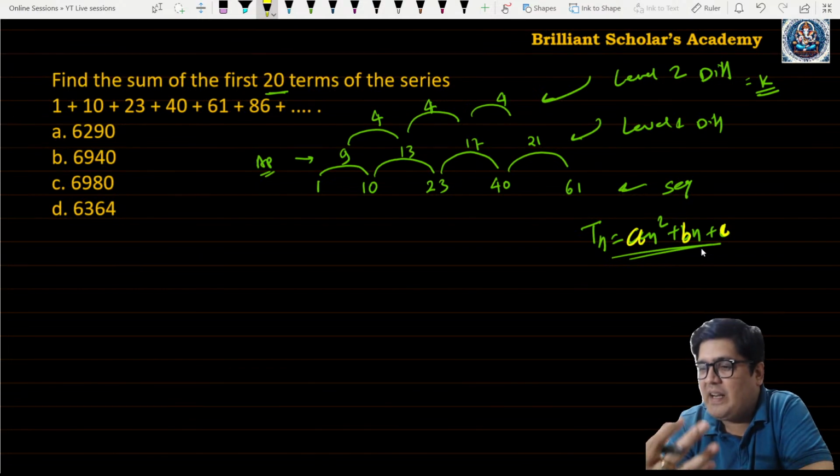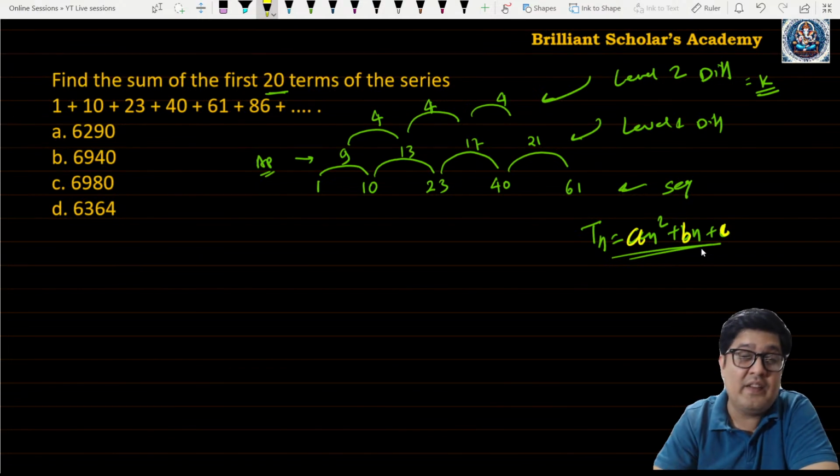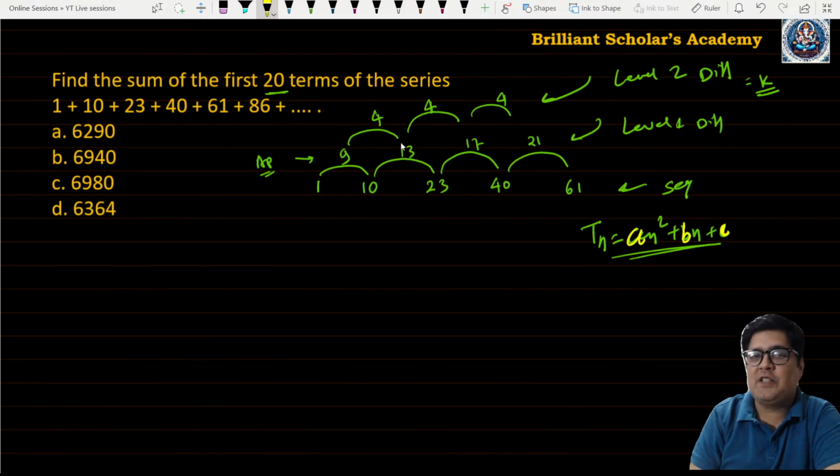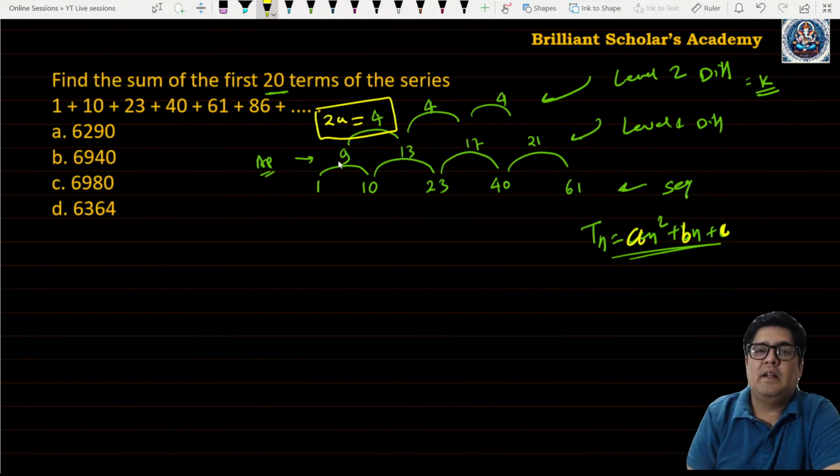The level 2 differences are constant. So in all such cases, I want you to highlight this. The topmost value is always 2a. The derivation of this, again, we can do in our live lectures. The first value of the difference is always 3a plus b. This is always 3a plus b, always. And the first value is always a plus b plus c.